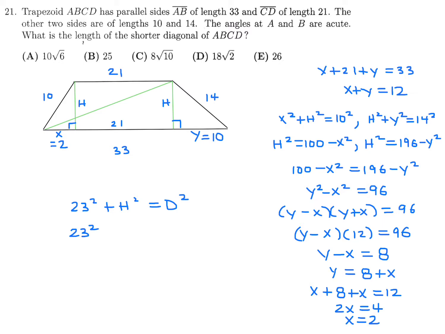h squared is 100 minus x squared. X is 2, so it's 100 minus 4. So 23 squared plus 96, and that's 625, is d squared. And then d works out very nicely to 25. So number 21, the answer is B.